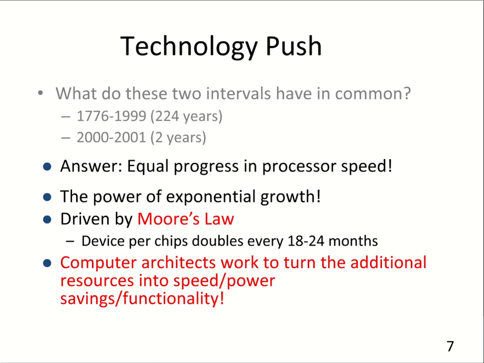And really, one of the jobs that a computer architect has is to try to turn the additional resources, the additional devices that we can now afford per chip in every process generation that comes along every 1.5 to 2 years. We want to try to turn these devices or convert them into better performance or speed, lower power, or better functionality, or some other desirable attribute that customers will want to buy.